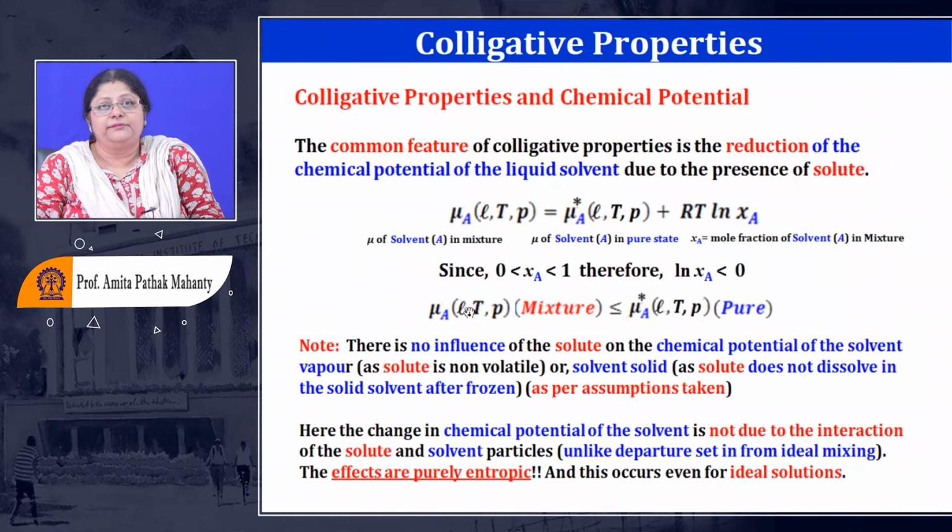So we always say that the chemical potential of a species in a mixture will always be less than the chemical potential of that species in the pure state. So this is the driving thing which we have.